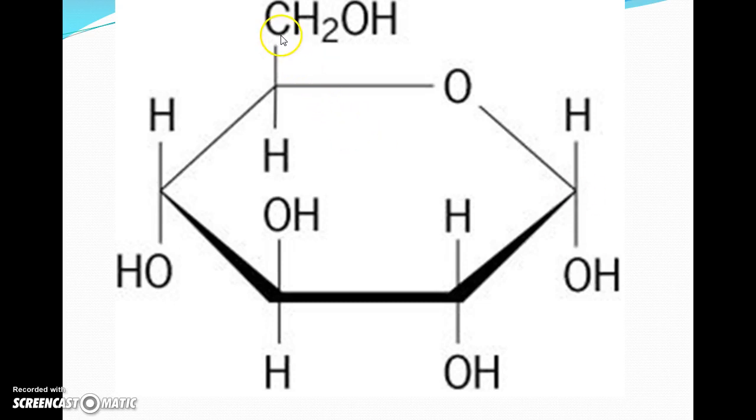You also have this carbon right here. So 1, 2, 3, 4, 5, 6 carbons. You'll also notice that it's in a ring shape, which we talked about in Unit 1, that most carbohydrates are stored in a ring shape. This glucose is the product of photosynthesis.